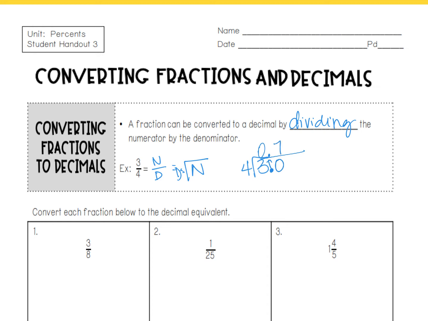7 times. 7 times 4 is 28. Bring it down and subtract. 30 minus 28 is 2. So I have leftovers, but I do not have remainders in 6th grade. So whenever I have a decimal, I need to add a 0 and bring it down. And we know that 4 can go into 20 5 times. 4 times 5 is 20, and I will subtract. 20 minus 20 equals 0. So 3/4 is equivalent to 75 hundredths.